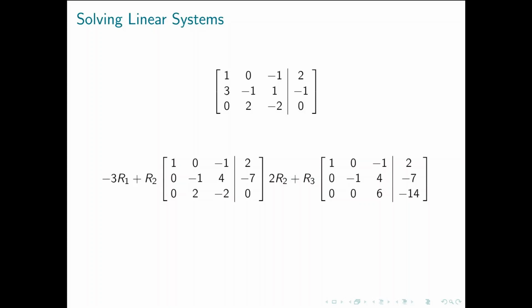This form is called an upper triangular matrix. It's not quite in row echelon form because the main diagonal has to be comprised of 1s or 0s, but it is an upper triangular matrix because all of the entries under the main diagonal are 0s.